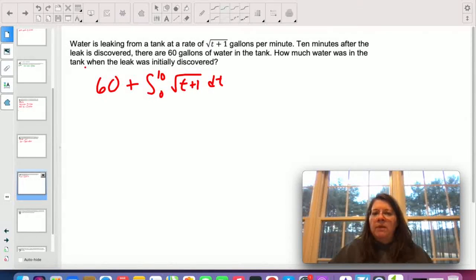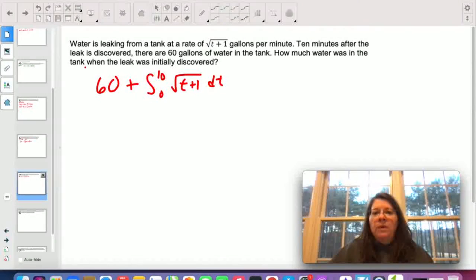Well, if you think about this, there are 60 gallons of water in the tank 10 minutes after the leak is discovered. So if this is what's left after 10 minutes, couldn't we take what's left and add to it the amount that drained out over the first 10 minutes, 0 to 10? So that's what we're going to do here.